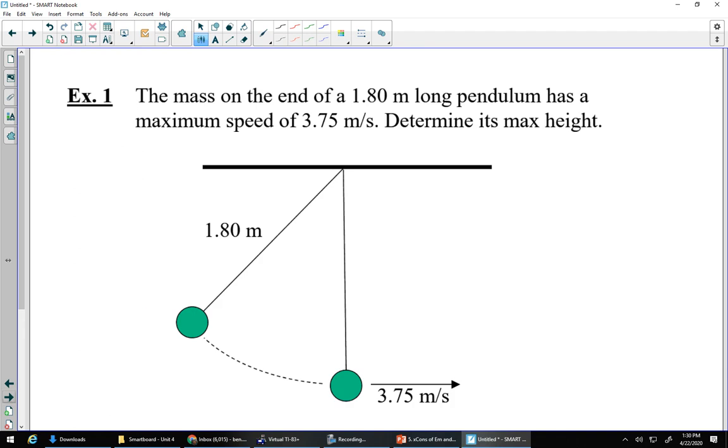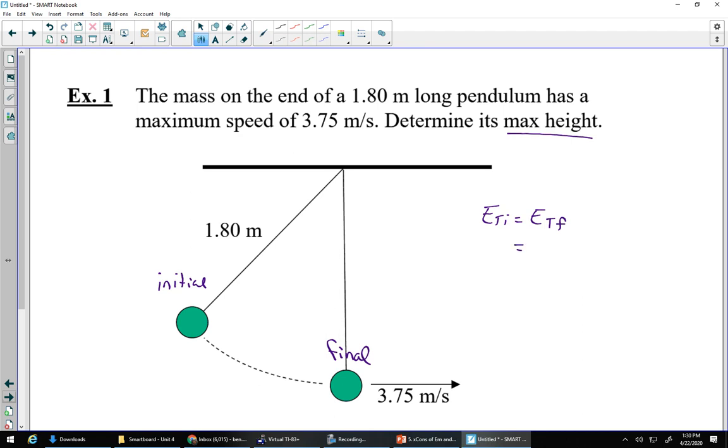Let's check out one or two quick examples with this. So the mass on the end of a 1.8 meter long pendulum has a speed of 3.75 meters per second. Determine its maximum height. So let's think about this, and just for the sake of this example, let's call this initial. Everything at the top is initial, and everything at the bottom is final. Cool. So if I'm dealing with my law of conservation of energy, and that law is holding true, we could start with our total initial energy is equal to our total amount of final energy.